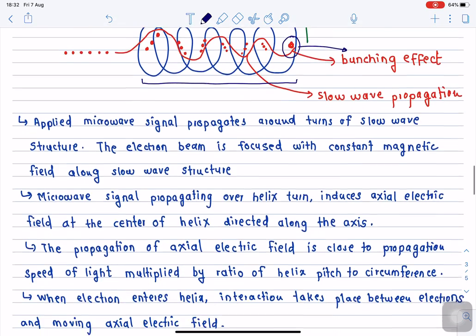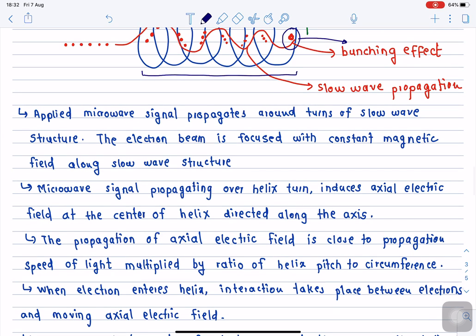So the same is explained here. The applied microwave signal propagates around the turns of the slow wave structure. Here I will highlight the applied microwave signal as it propagates around the slow wave structure. The electron beam is focused with a constant magnetic field, which is right now not shown in the diagram, but it is there.